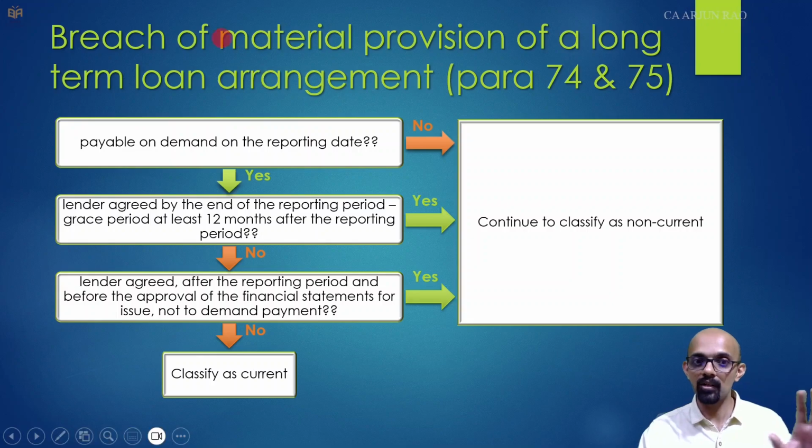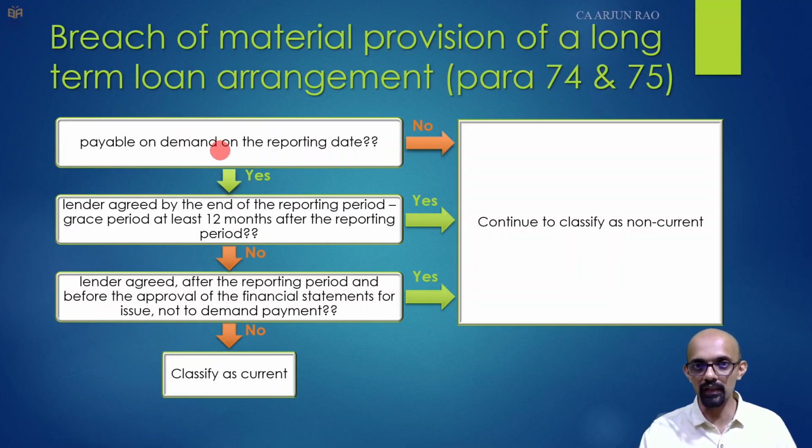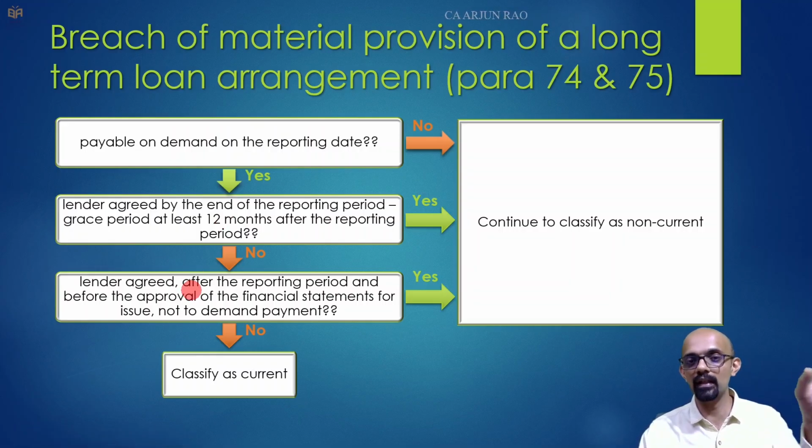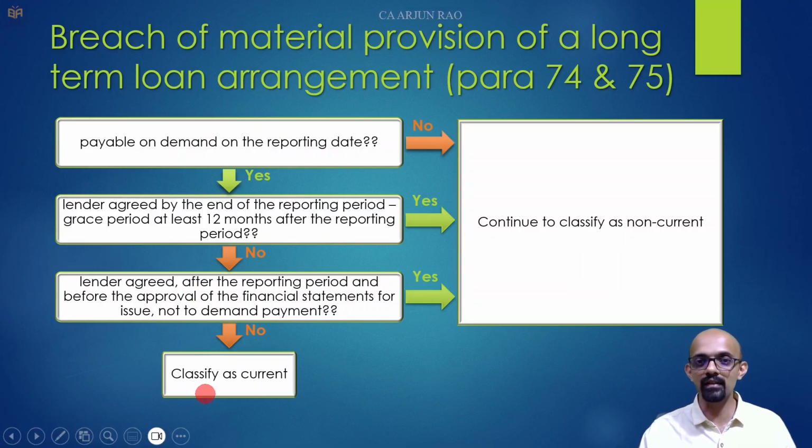We have committed a breach of a material provision. Check the terms of the arrangement: does it become payable on demand? If no, continue as non-current. If yes, check whether the lender has condoned the violation either before the end of the reporting period or after, but before financial statements are signed. If the lender has condoned, that is, he has given time to rectify and will not demand payment, then continue to classify as non-current. Otherwise, the classification has to be changed to current.